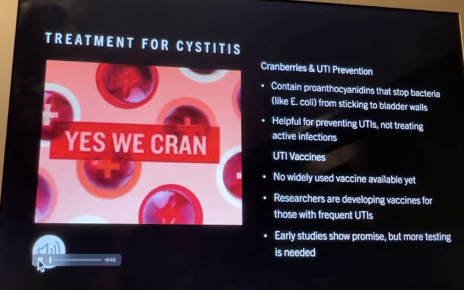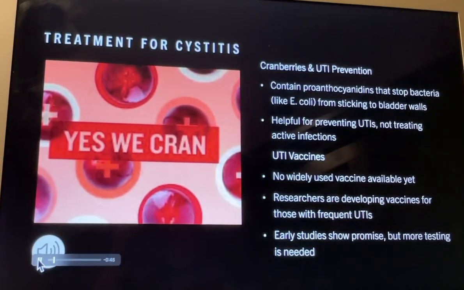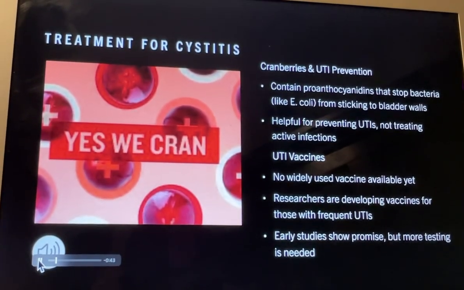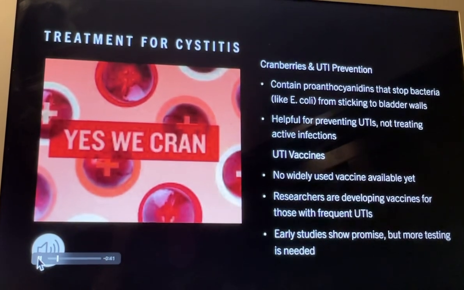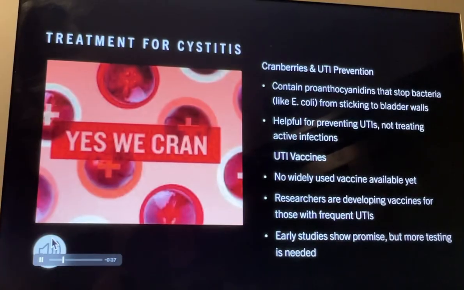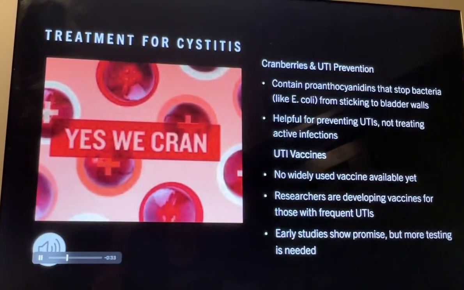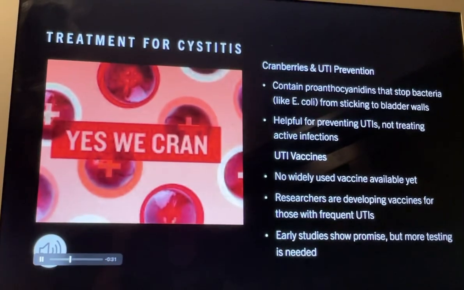Speaking of cranberries, how do they help? Cranberries contain natural components called proanthocyanidins, which can help prevent bacteria, especially E. coli, from sticking to the walls of the urinary tract. When bacteria can't stick, they're less likely to cause infection. It's important to remember that cranberries are better for preventing infections, not treating an active one.